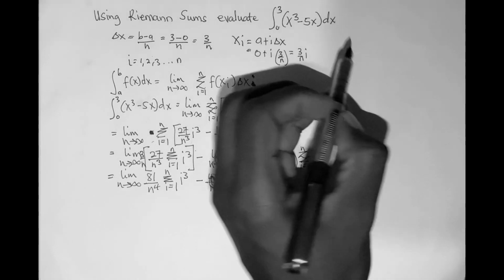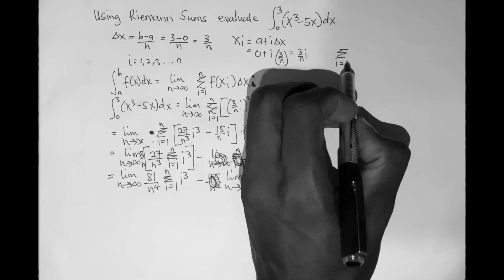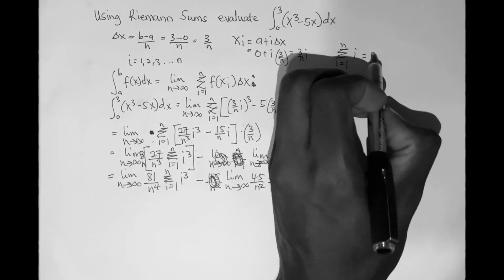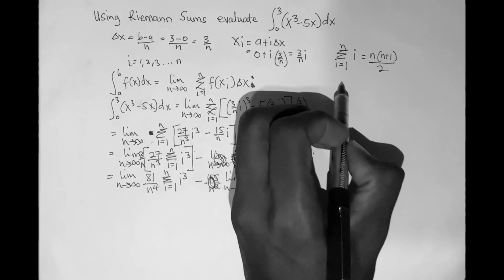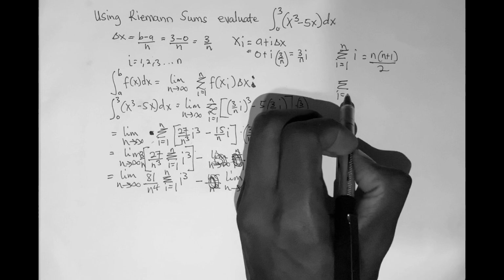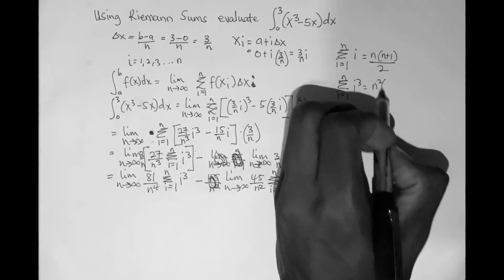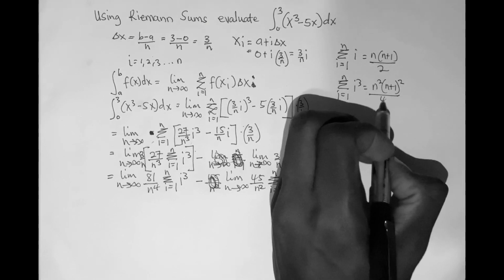Now, remember that the sum of i equals 1 to n of i is equal to n times (n plus 1) divided by 2. Then the sum of i equals 1 to n of i cubed is equal to n squared times (n plus 1) squared, all divided by 4.